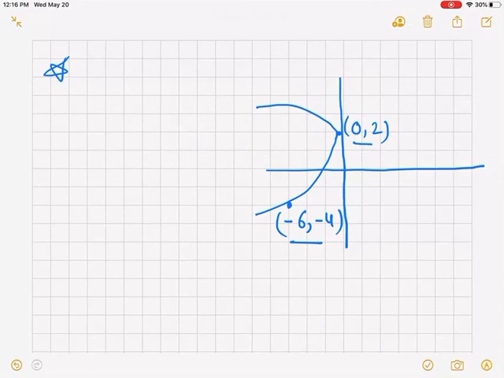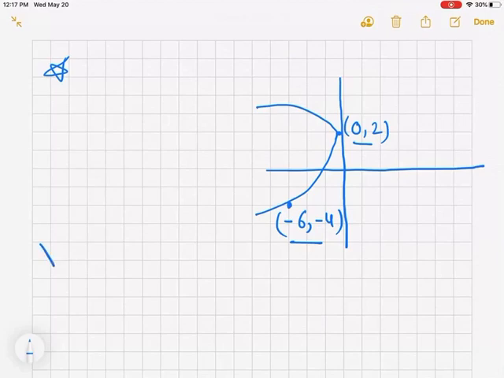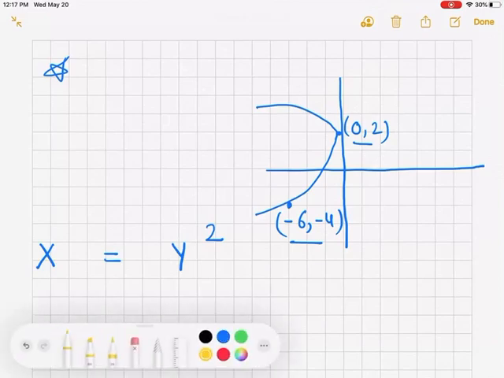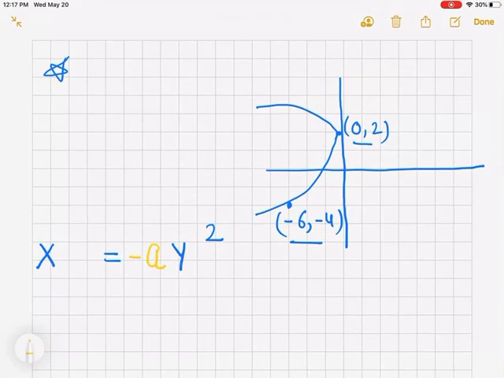First of all, because this graph is facing to the left, I know this equation would be a y-squared equation. So it's going to be x equals y squared. Another thing, just because it's facing left, the a value would be negative in this equation. So I would have negative a in there.